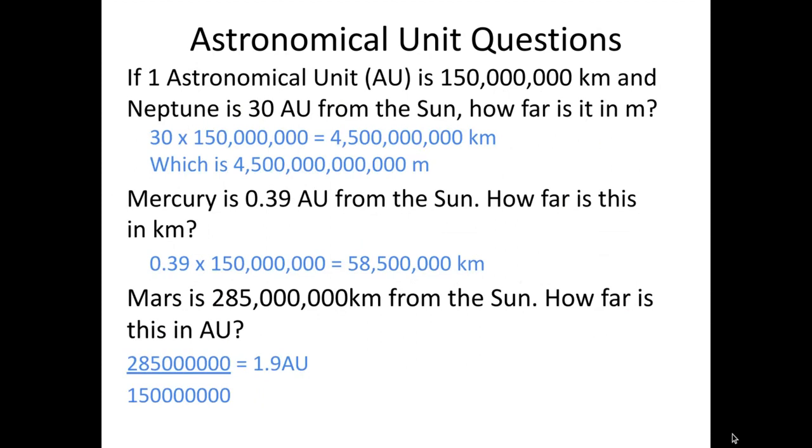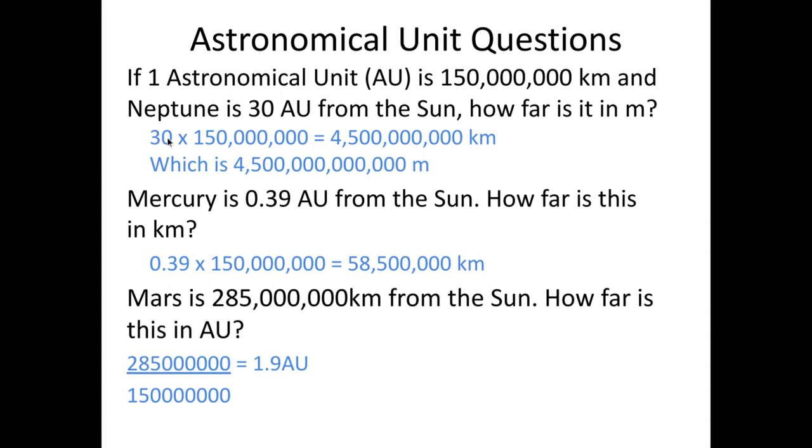Okay, so hopefully you've had a go at these questions. So let's go through them. First one, if 1 astronomical unit, or AU, is 150 million kilometers, and Neptune is 30 AUs from the sun, how far is it in meters? Now a bit of a trick one, because remember, if we're working out, it will come out in kilometers, and then we have to convert.